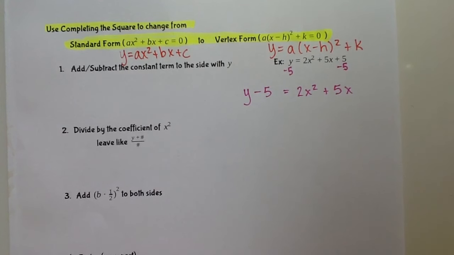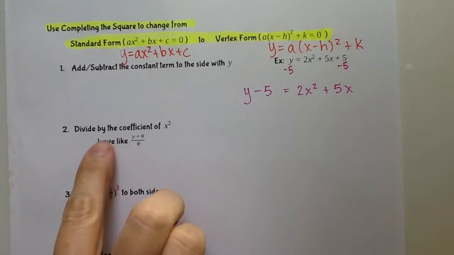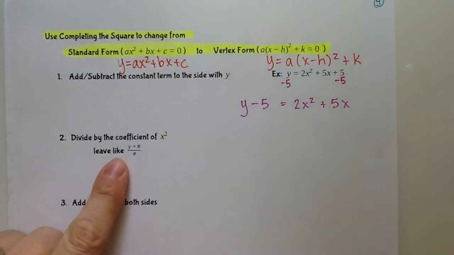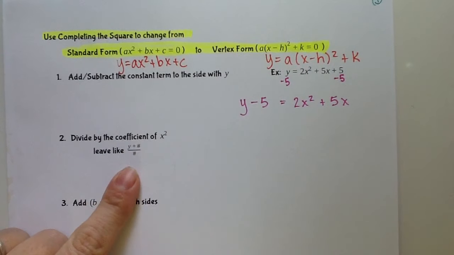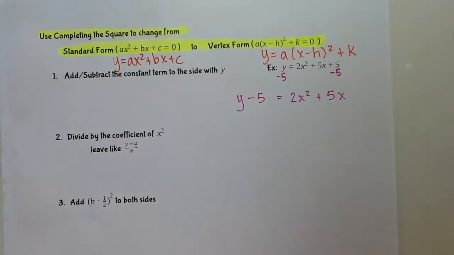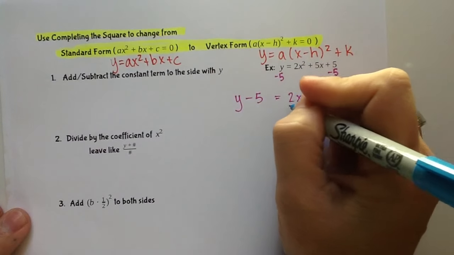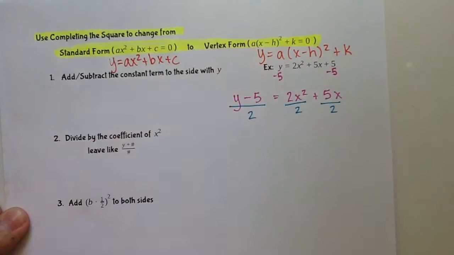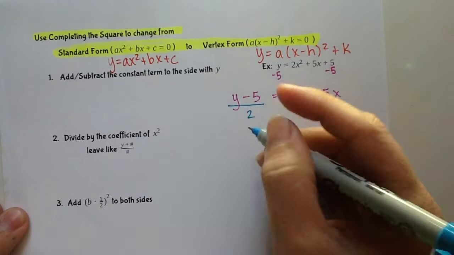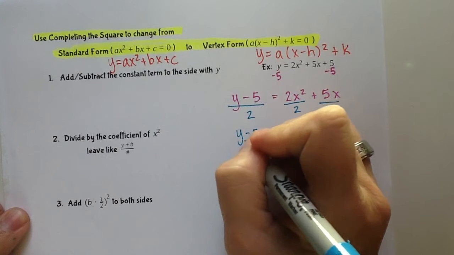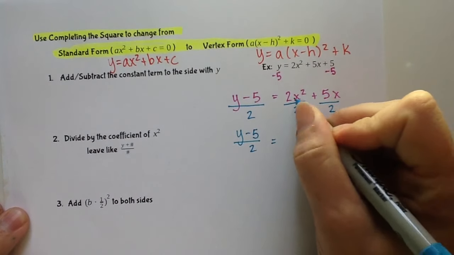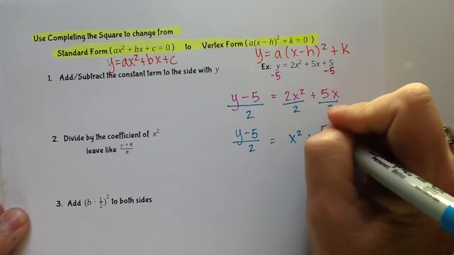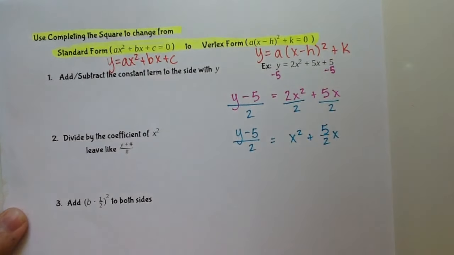Then the next step is going to be to divide by the coefficient of x squared. And I wrote you a little note there that we're going to leave it like y plus a number over another number. So don't actually do any dividing on the left side. Just put over 2, over 2, over 2, like that. So it's going to be y minus 5 over 2 equals, go ahead and do that dividing, so x squared and 5 over 2 x.